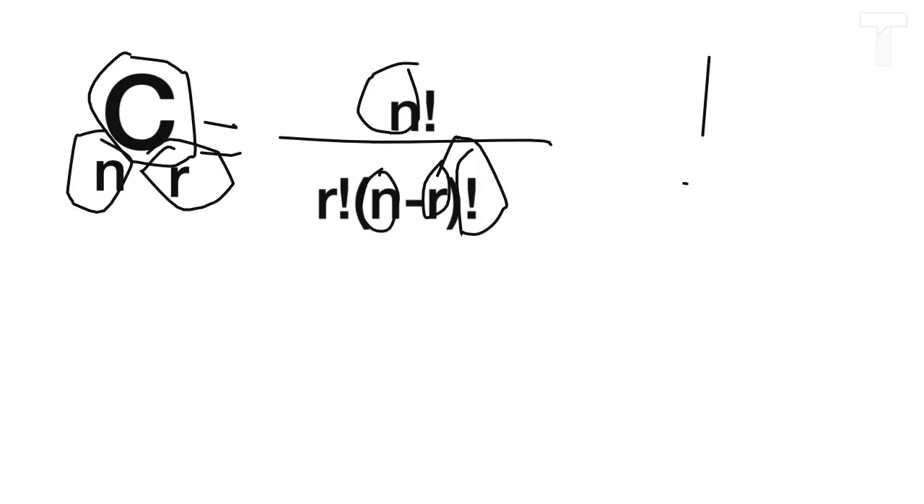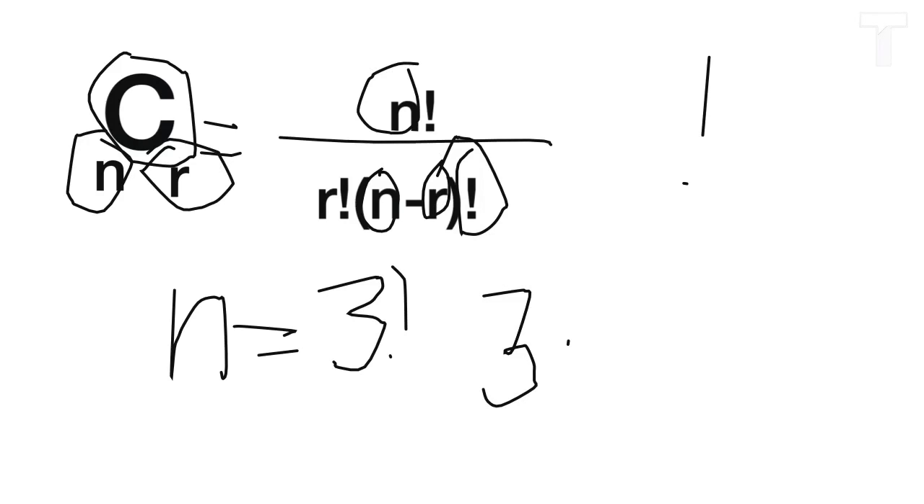So what an exclamation point means is that, say N equaled 3 with an exclamation point, you would do 3 times 2 times 1. So you just count down from the number and multiply each number that you count down to. So let's try an example.